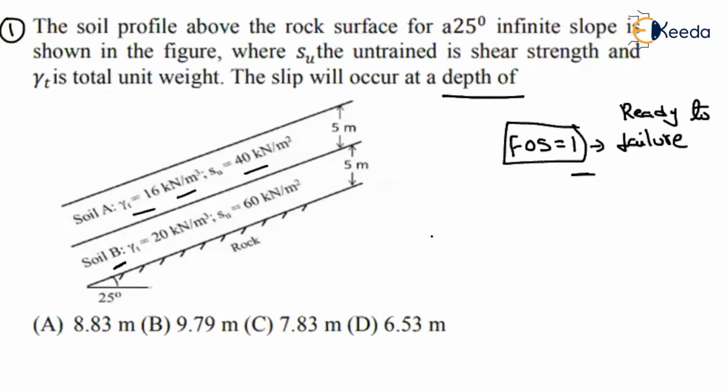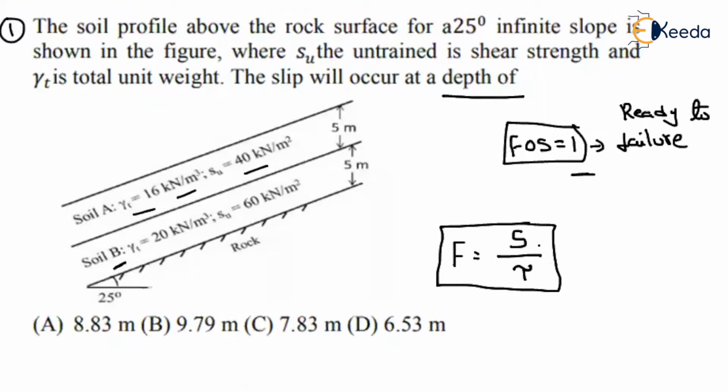Now, what is our factor of safety in the general equation? That will be equal to shear strength divided by, what about here, the shear stress acting on the layer where you are finding the factor of safety. If you see here, the shear strength is given up to 5 meters, how much? 40. The shear strength below the 5 meters is 60, isn't it?